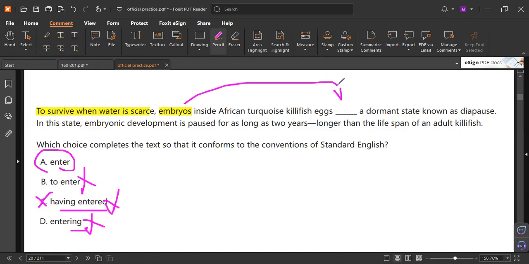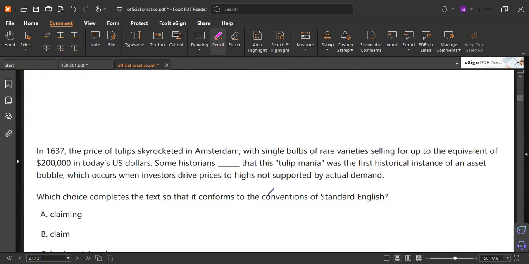So embrace is enter. Enter what? A dormant state, still state, sleeping state, known as dormancy. And then he said in the state explaining. So we need a verb and subject. We are so sorry for you. No fun. Try again.